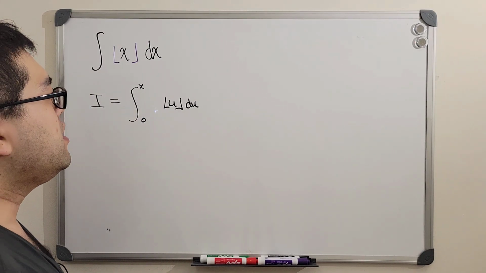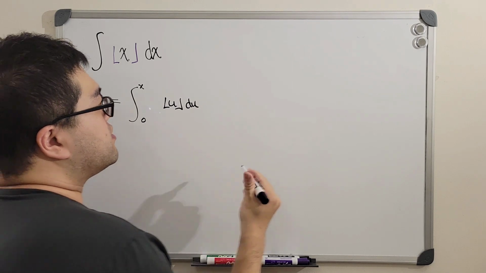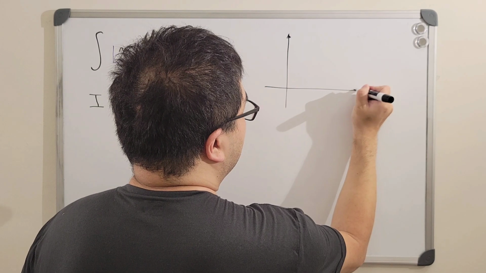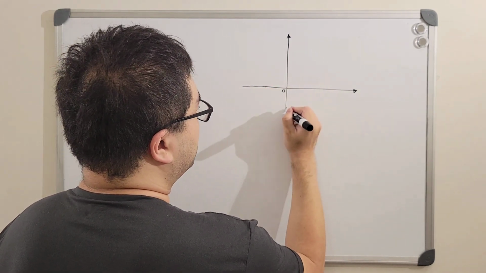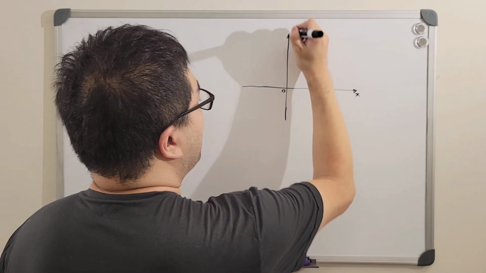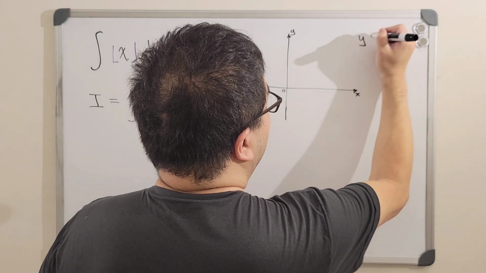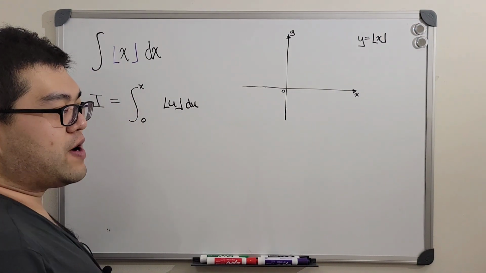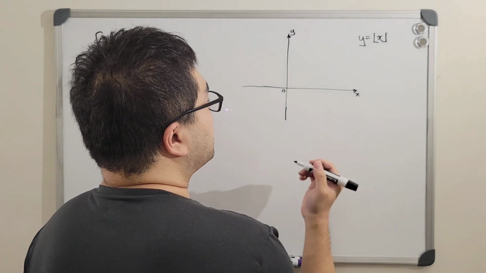So first, we need to recall what the floor function looks like. Let's take a look at the graph on the right-hand side, and maybe I should extend it a little bit. Okay, so here we'll have the x value, and the y value here. For the floor function, y equals the floor of x, or we will say the round down of x. It will be defined this way.